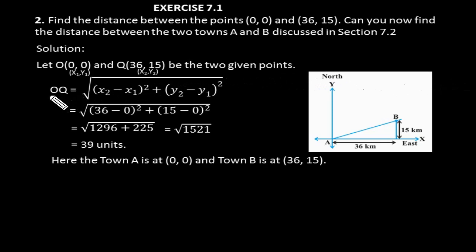Even previously we have done OQ. O is 0, 0 and Q is 36, 15. Here we are getting the same coordinates. So the distance AB will be equal to the distance OQ, which is equal to 39 kilometers. In this diagram the unit is given as kilometer, so we can write it as kilometer. Whereas in this one we do not know the units, so just write it as 39 units for OQ.